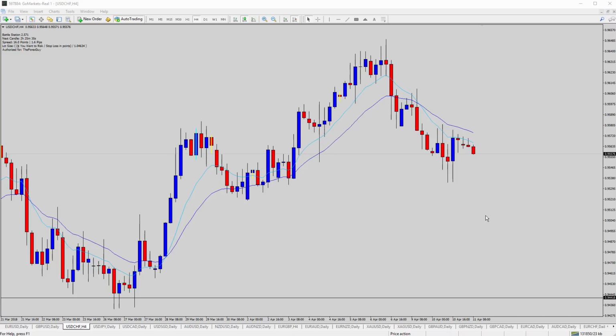Got a trade set up here that was brought to my attention by a War Room member, Miles. He pointed out this large bullish rejection candle here on the US dollar Swiss franc 4-hour chart. So I have been looking at this market for a buy signal for a little bit.